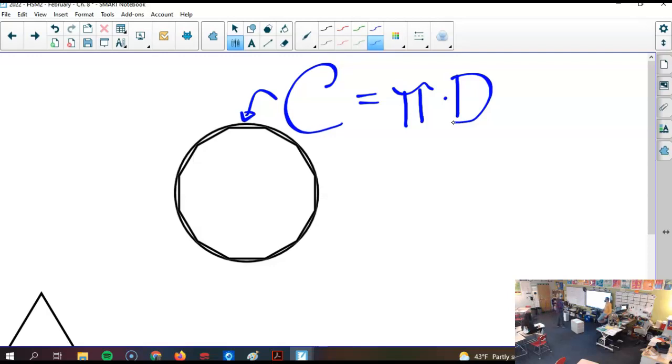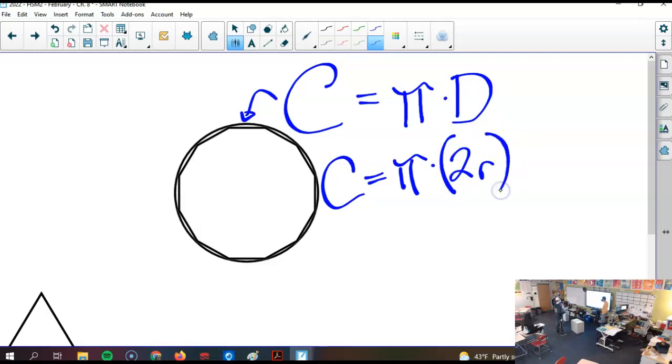So, crust is pi dough. The other formula is pi times 2 times radius, which is probably why we're getting mixed up thinking that radius squared might be used. Remember, if we square the radius, we're talking about area.